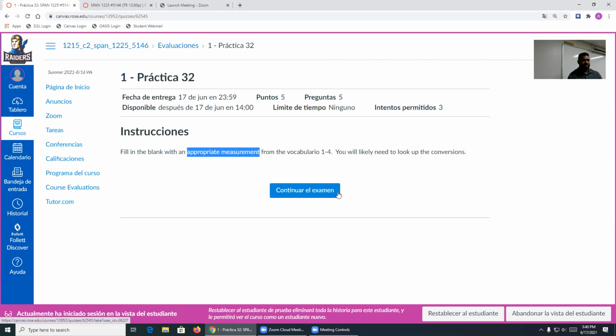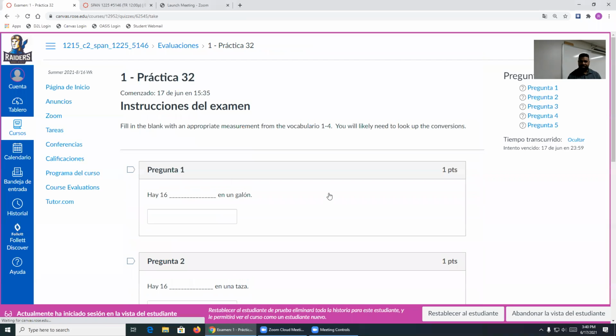So this is about knowing how to measure out cooking and a little bit more about math than maybe you want, unless you really are into math. So I blank, or I 16 blank en un galón. So how many blank are in a gallon?